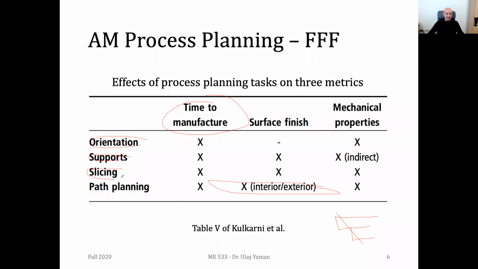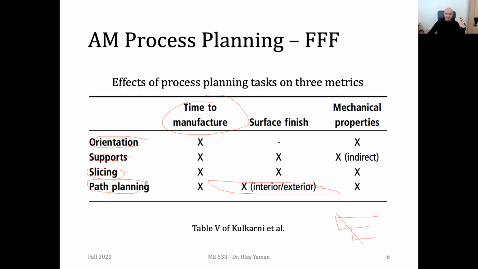And slicing is another important issue in terms of manufacturing time. If you have fewer slices for the same orientation, that means you will have thicker slices and the fabrication time will be less. But if you decrease the slicing thickness, you will spend more time on manufacturing.